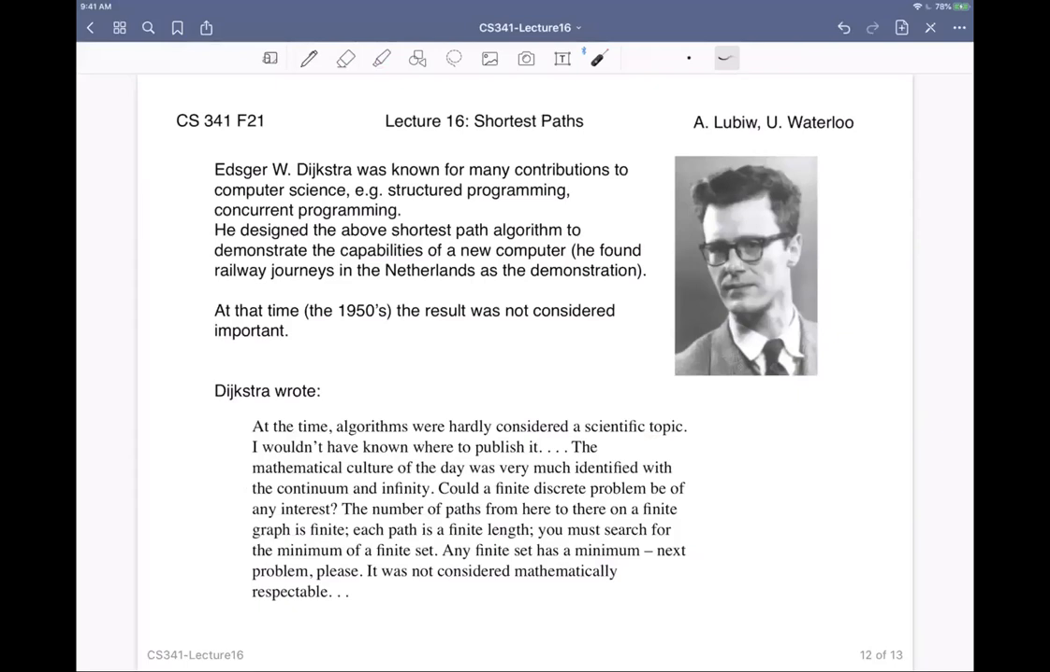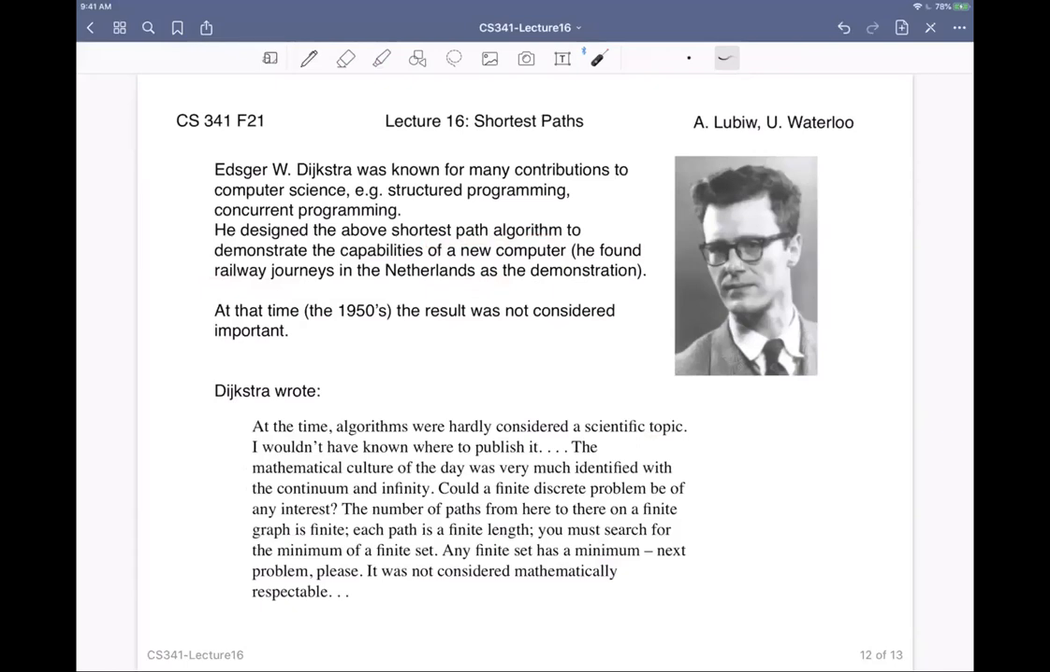This shortest path algorithm, he designed it for a slightly strange reason. He had some hardware that he wanted to demonstrate the capabilities of. So he had an audience of people who were not familiar, especially back in the 50s, with computers at all. And he wanted to demonstrate that a computer was a useful thing. So he used the shortest path algorithm to find how to get the best railway trip in the Netherlands between any city and any other city, and designed the algorithm for that reason.